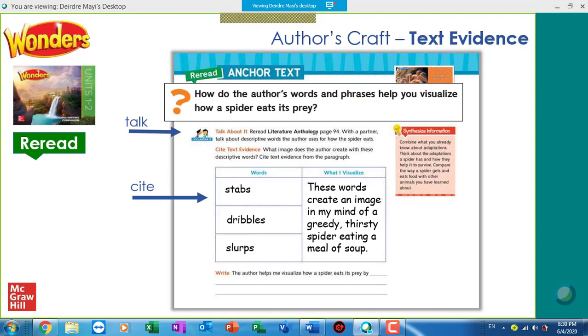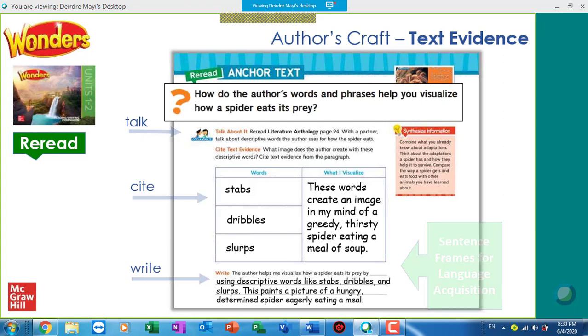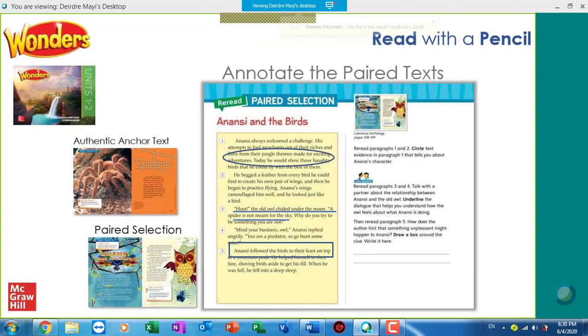The last step in this process is that they will then write. The author helps me visualize how a spider eats its prey by, the students will use what is in the graphic organizer to help inform this writing that they will do. Absolutely fabulous. Now, remember, there are paired texts that follow the anchor text.